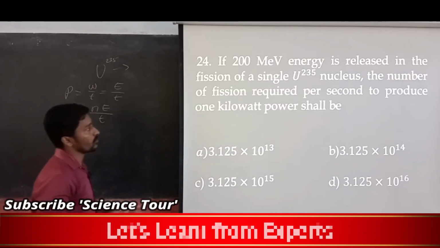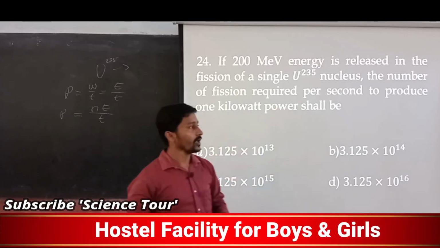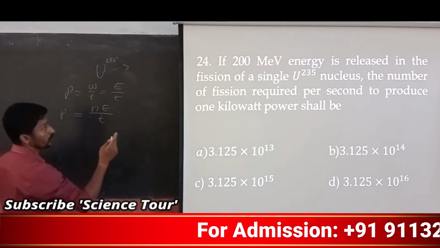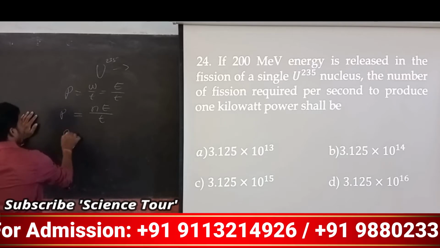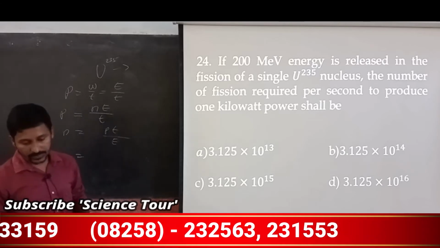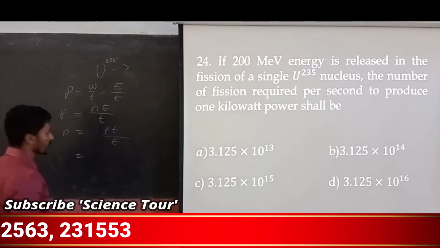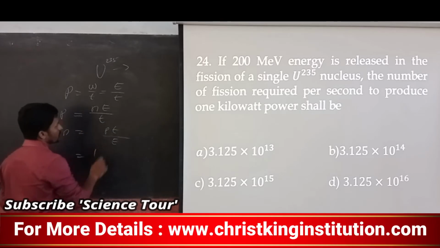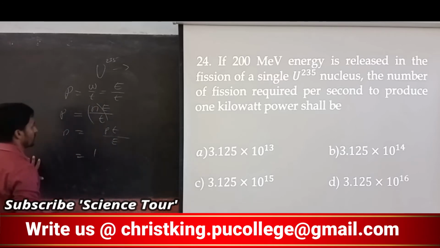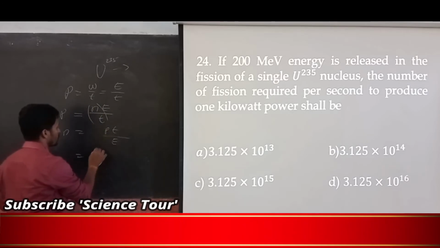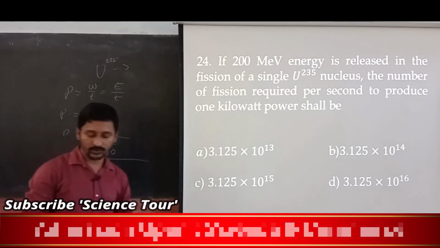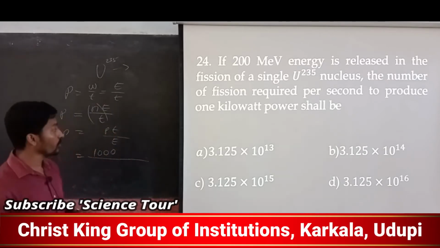Then what is the number of fissions per second required? That is N you have to find out. N itself is the number of fissions per second. So N is equal to P into T divided by E, isn't it? So what is P? P is nothing but 1 kilowatt, that is 1000 watt. In terms of watt I am going to write 1000 watt.